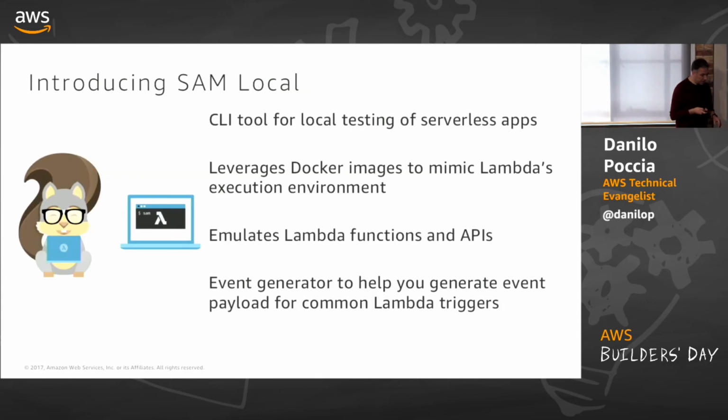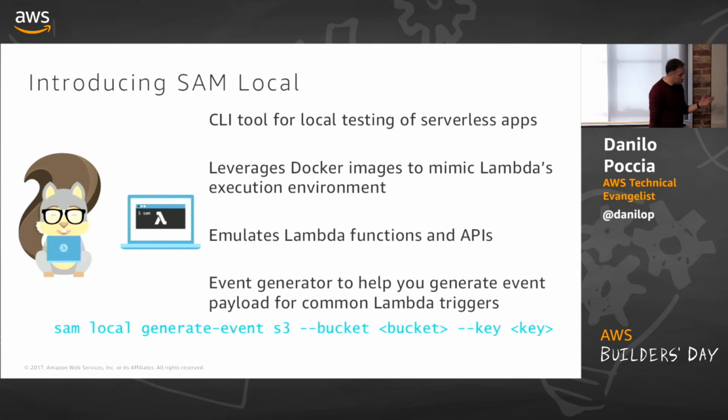So to make it easy, we introduced some time ago SAM-local. And Paul Maddox, who was speaking today at the container track, is one of the main authors of this tool. It's a tool that you can install locally, can emulate a Lambda function, and can help you generate events, and can also fully emulate the API Gateway locally.